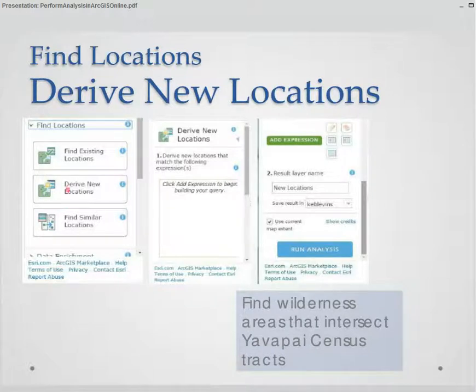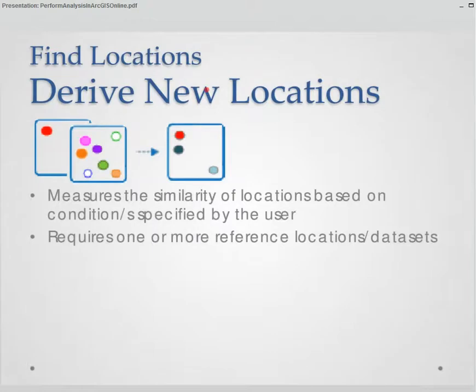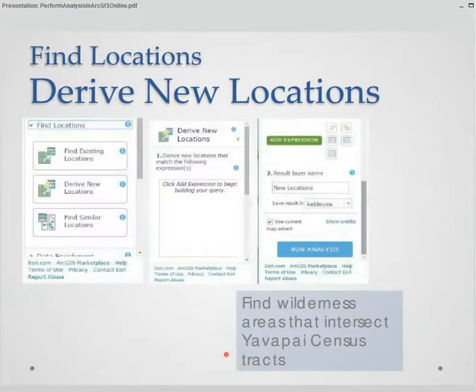So this is the second one. Oops, sorry, you know what? This should be derived similar locations. Sorry about that typo. So I chose to derive new locations. Notice I have to build a query. You have to add that expression. You have to click there. And I have the expression on the next.